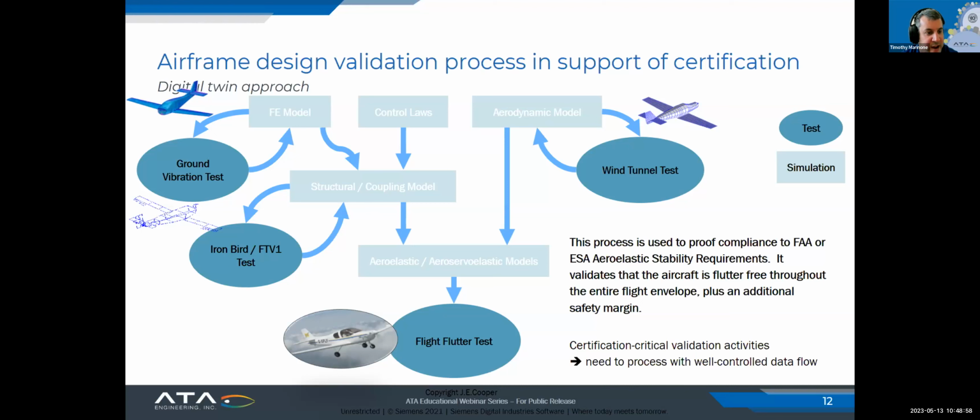And then finally, you take all those different pieces together and do your final aeroelastic models, and you do that flight flutter test. If you've ever had to go through this with the FAA, ESA, or any of the compliance people, for lack of a better word, they mandate you go through this process to show that you're going to be flutter free through your entire flight envelope plus an additional safety margin. So it's really important throughout this whole process to have really good data so that you have confidence before you go to your flight flutter test.